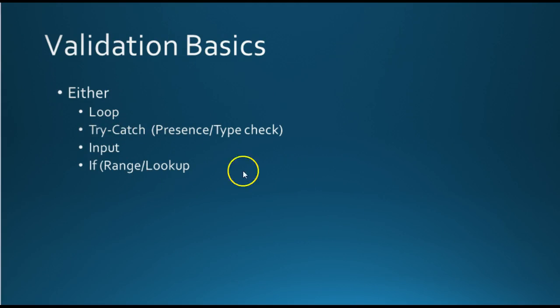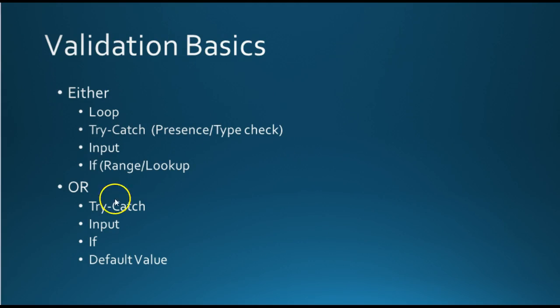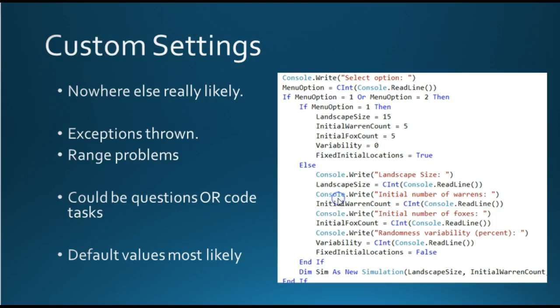If you don't know what a try-catch is, you need to look that up in your language. The alternative, we use a try-catch to filter out any presence of type checks. We whack in the input, we test it with the if statement, and if the validation fails, we have a default value. So the difference is, this one will keep on looping around until you enter a good value, and this one, if you don't enter it correctly, bosh, gives you a default value. In the past, AQA have used this model.